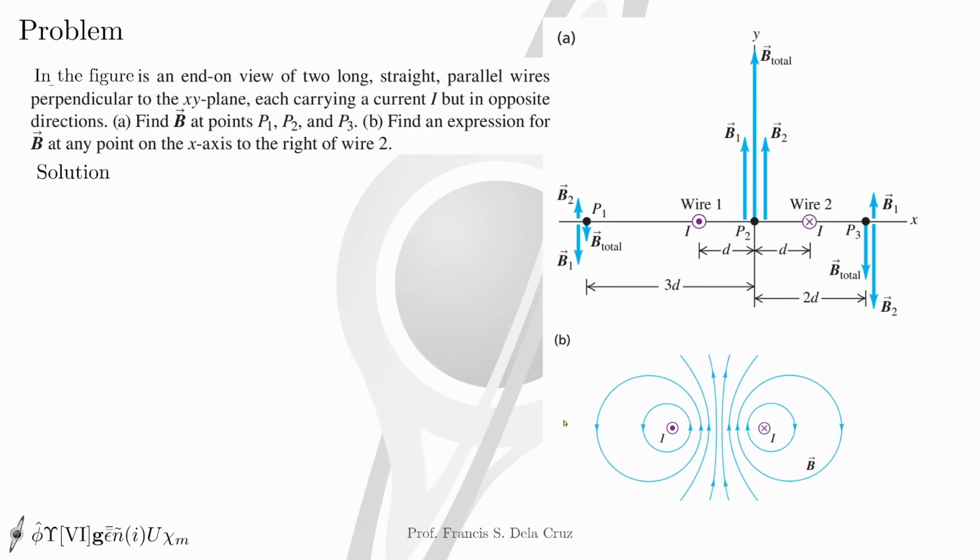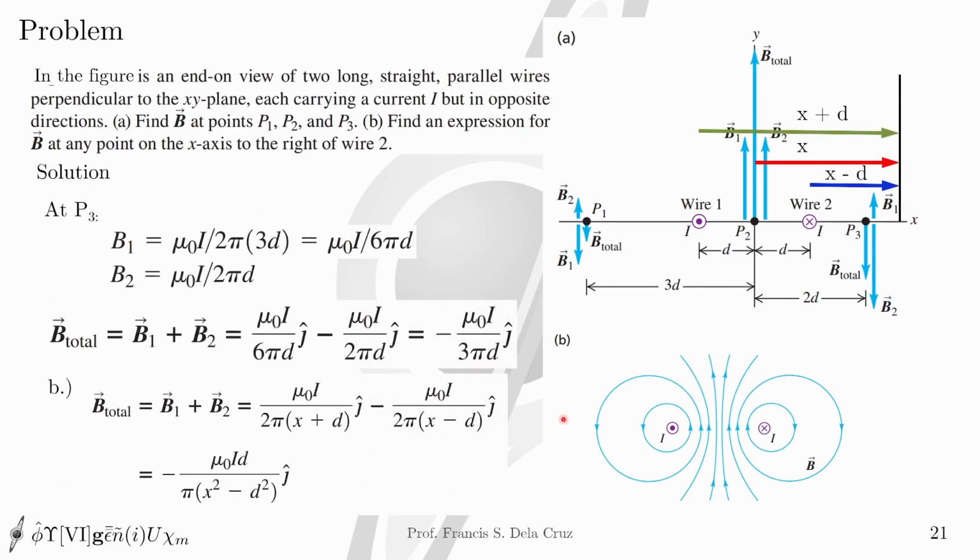How about at P3? For P3, it is closer to wire 2. If you compare that to P1, P1 is a little bit farther from wire 1 compared to P3 with respect to wire 2. But since a similar process will be applied, you will have the total magnetic field, which is negative mu naught I over 3 pi D j hat. So now we know the sum of the fields at different points, P1, P2, and P3.